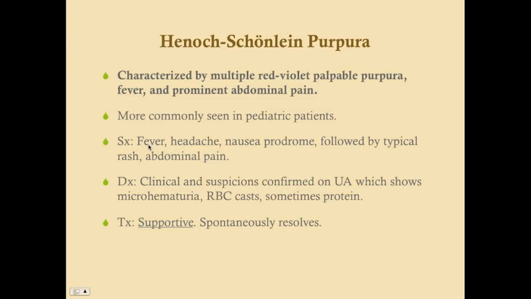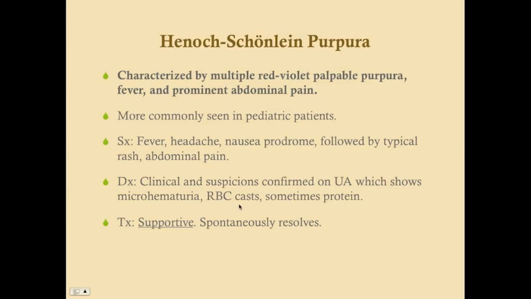You'll have a prodrome of fever, headache, and nausea, which is very nonspecific, but it's going to be followed by this very, very stereotypic rash accompanied by abdominal pain. And when it happens in a child, it's practically diagnostic of Henoch-Schönlein Purpura. And so you'll see on urinalysis microhematuria, and that will pretty much seal the diagnosis.